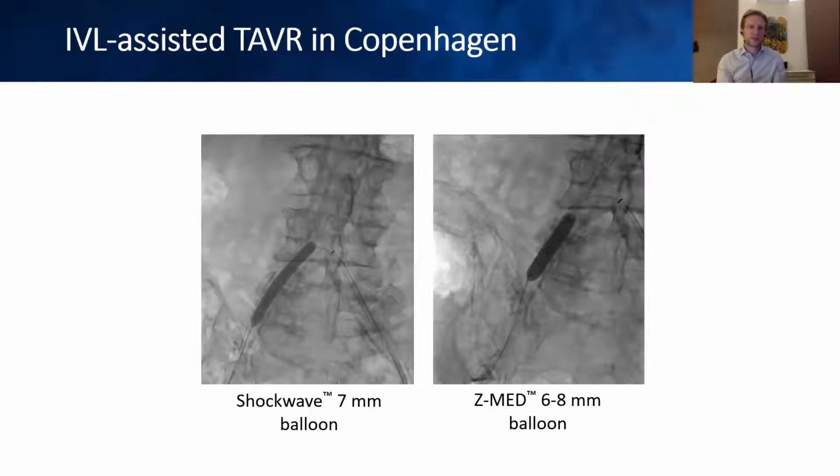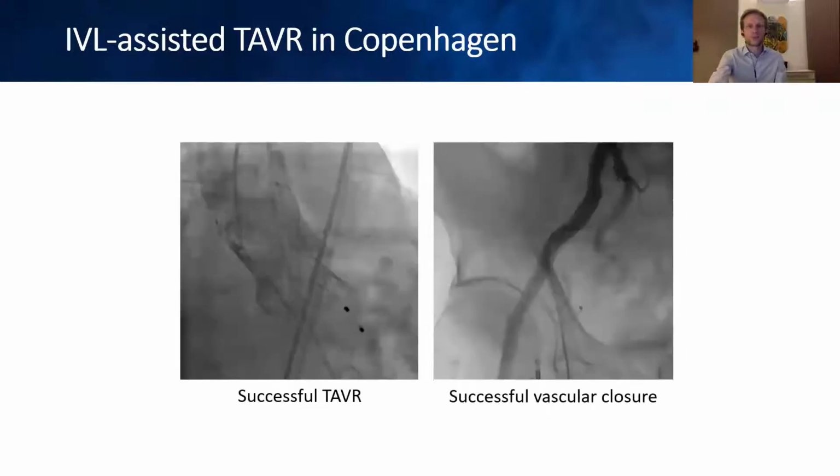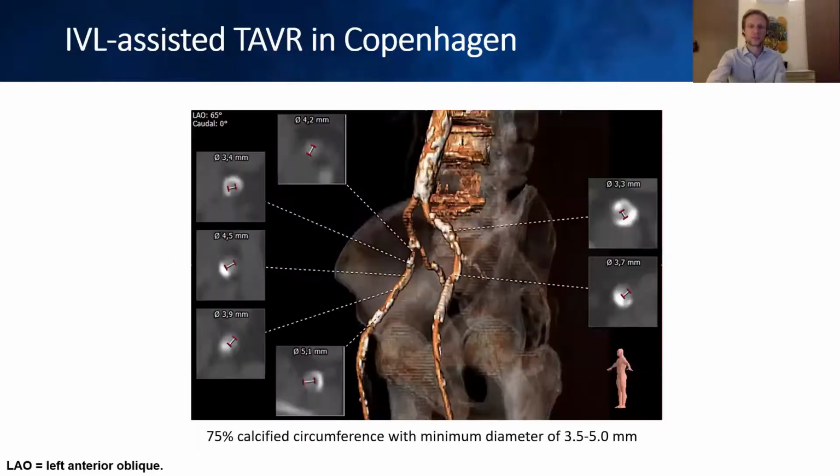My experience is that the Shockwave balloon is great in fracturing these calcified plaques, but it's a rather soft balloon. It's a compliant balloon. So in order to really dilate the vessel and make enough space to smoothly introduce your larger introducer sheath, I prefer to follow it with ballooning with a non-compliant balloon. So this case went perfectly. The valve was a nice insertion, and there was a successful vascular closure with ProGlides.